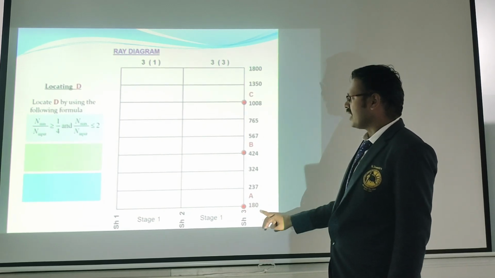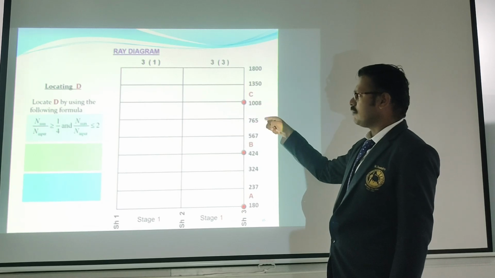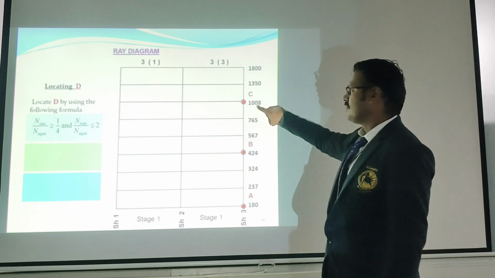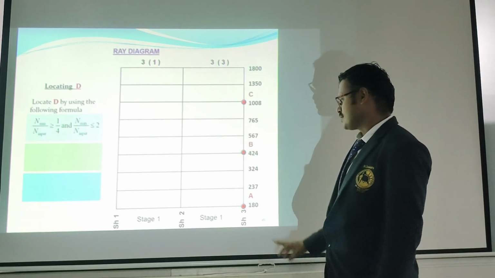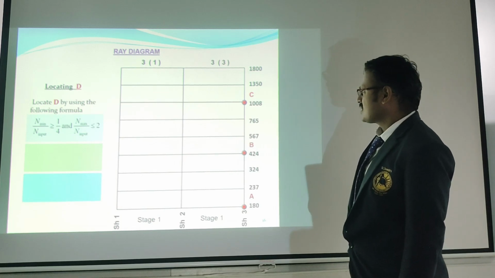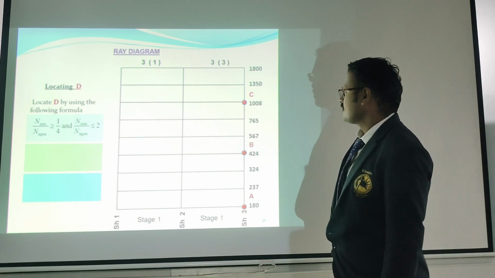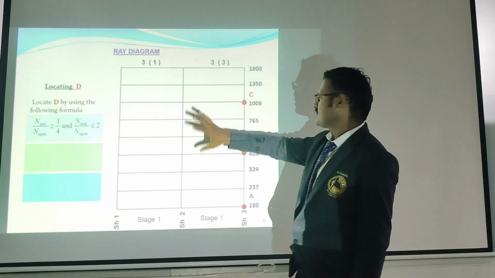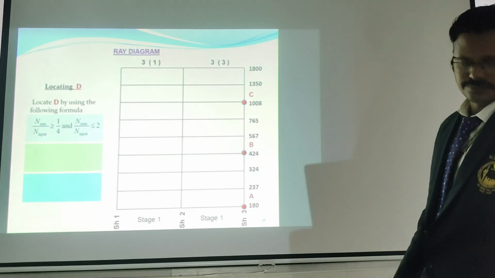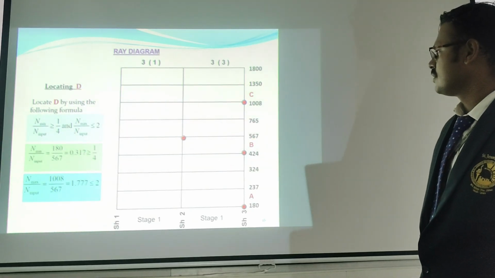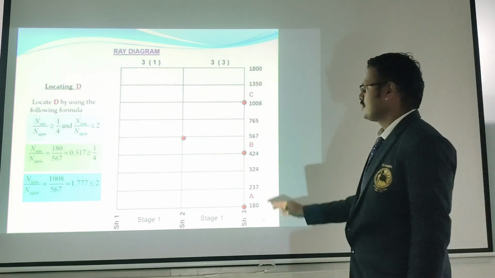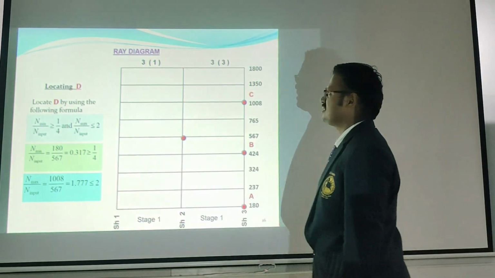So 4 into 180, and here 1008 divided by 2. So 1080 divided by 2, approximately we will get 504. So 4 into 180, approximately 700 something. So 500 to 700 something, I have to choose the value. So approximately I am choosing 567.